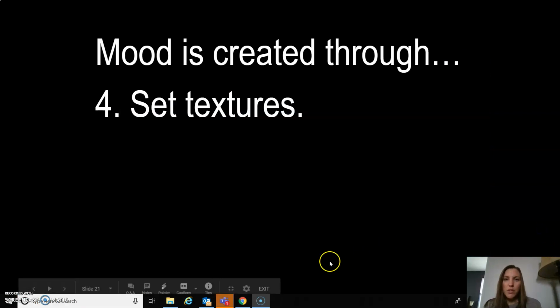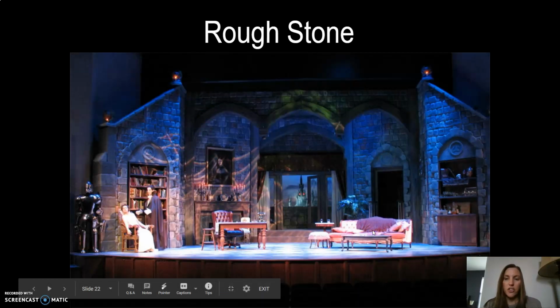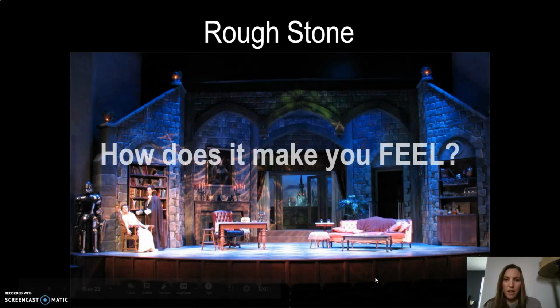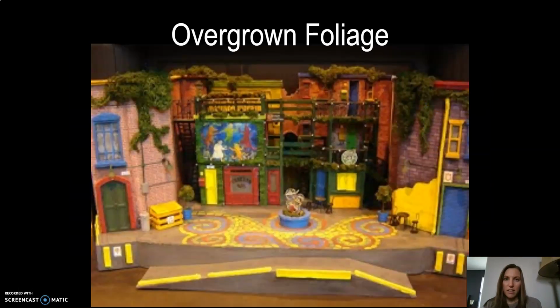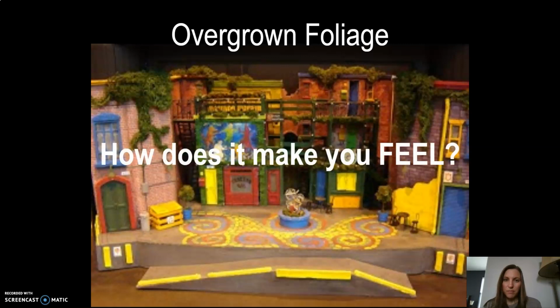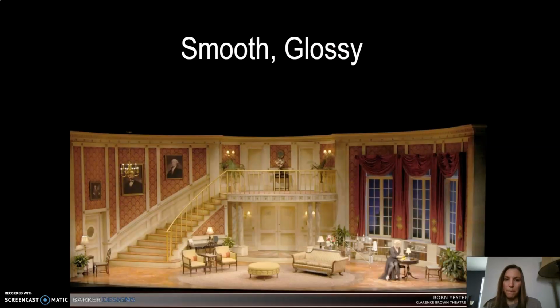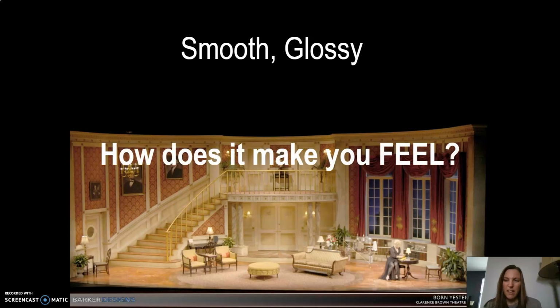And then finally, mood is created through set textures. So just like you have different lines and shapes, now you can create different set textures. You can have rough stones. This is from Dracula. You could use overgrown foliage. This looks like Sesame Street. You can have stuff that is smooth and glossy that makes me feel like I'm fancy, wealthy, or immaculate.